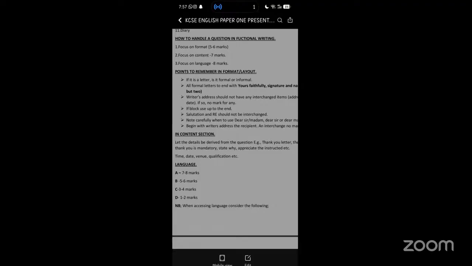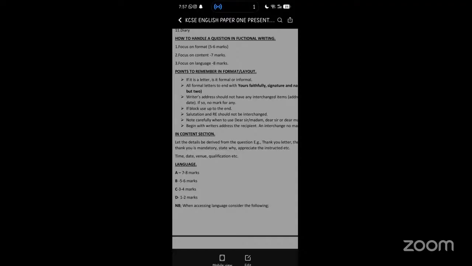The last point is begin with writer's address, and then the recipient. The sender's address ndio inaanzia always. Uki-interchange, you will not get a mark. You will not get a mark. I hope that point is clear.